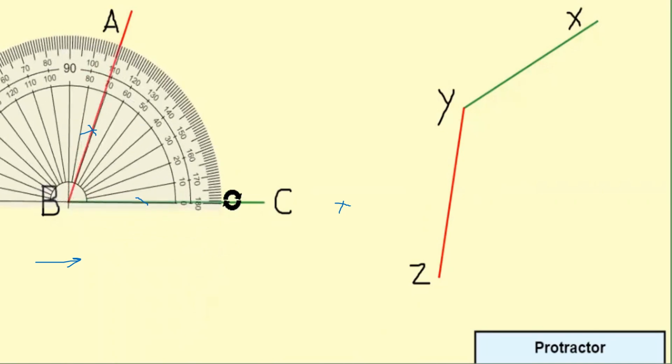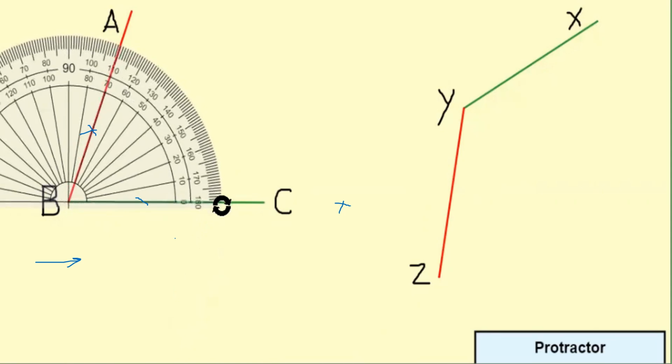Now, after putting this side on BC, let's start counting, starting from this 0. Let's count 0, 10, 20, 30, 40, 50, 60 until we reach the other side of the angle, which refers to 70. So the measure of this angle ABC is 70 degrees. It is an acute angle because it lies between 0 and 90.